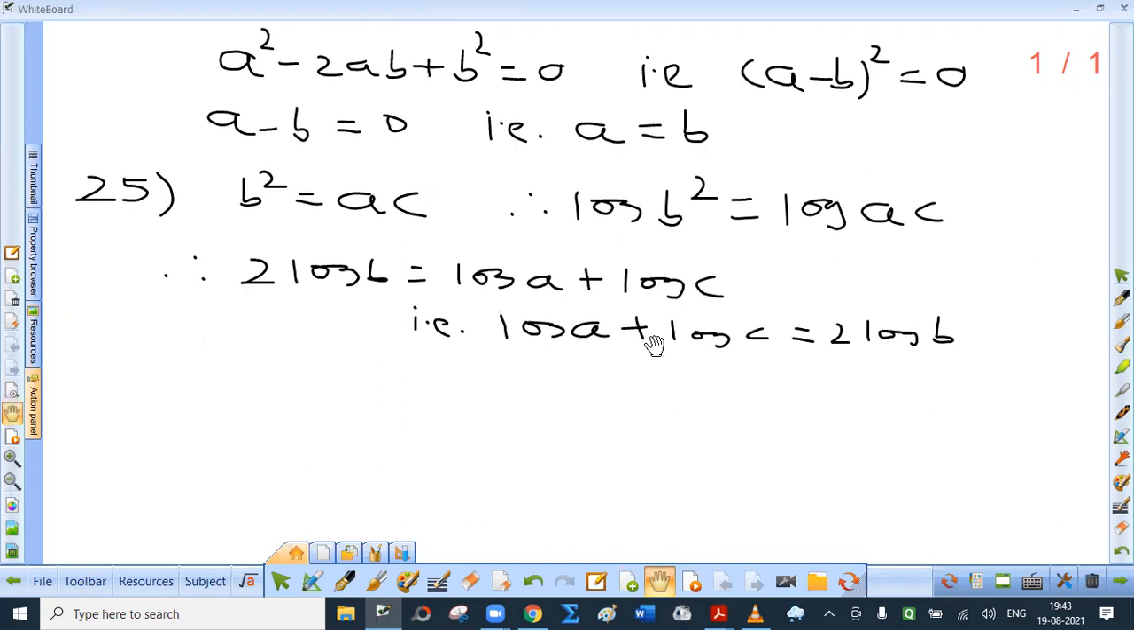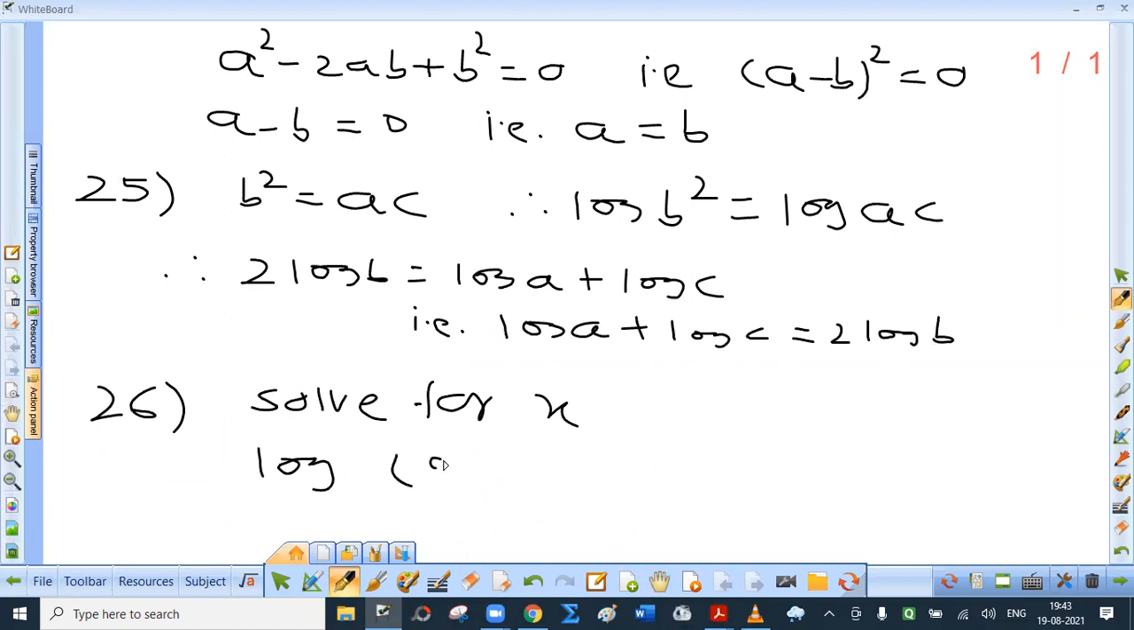Okay. So we'll just solve one sum and then we'll stop. 26th. See, next topic is going to be arithmetic progression only, rather sequence and series. Arithmetic progression you had done in 10th standard. So we will concentrate on geometric progression and one more progression, that is harmonic progression. I think you haven't done that.